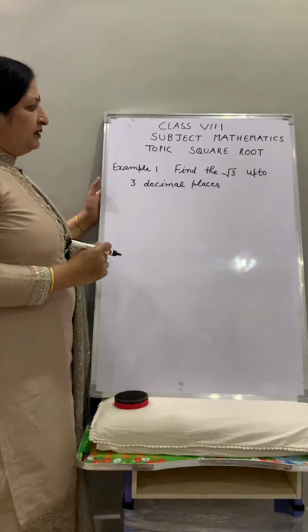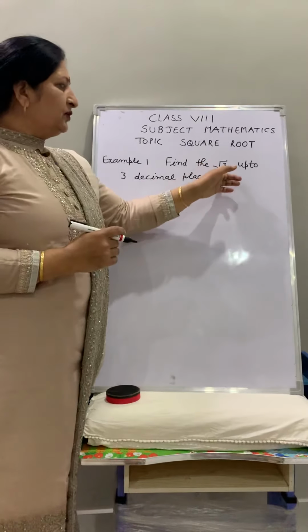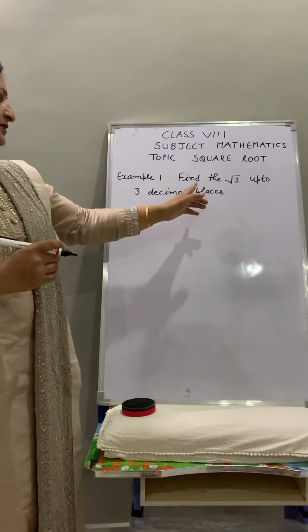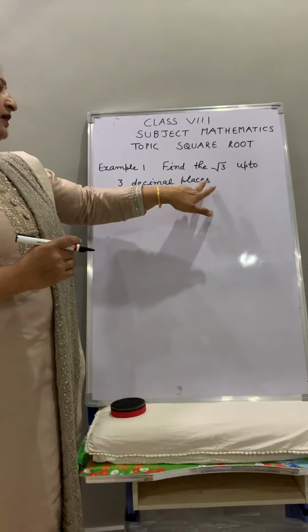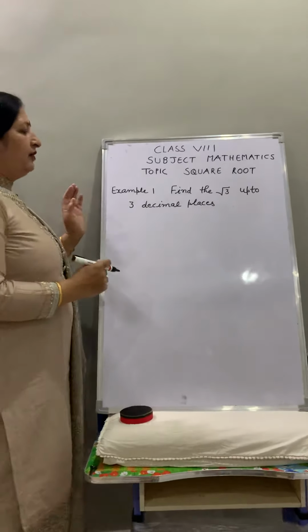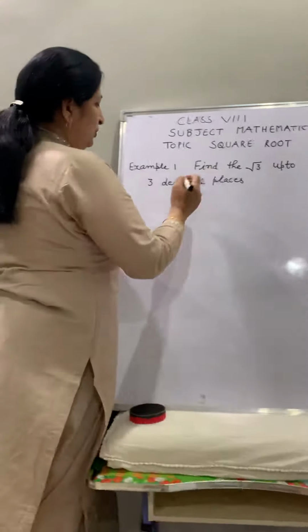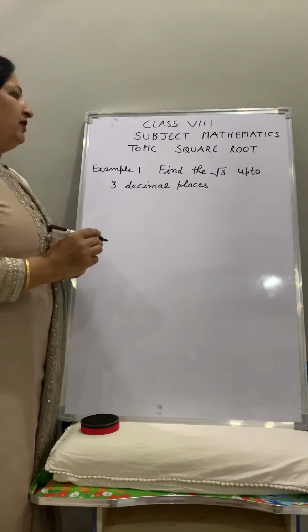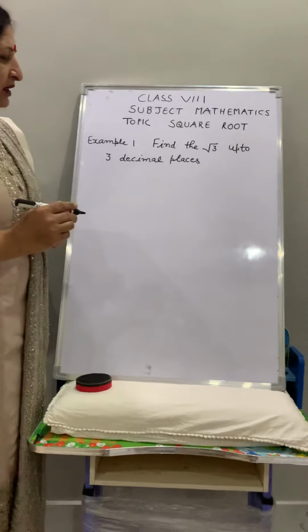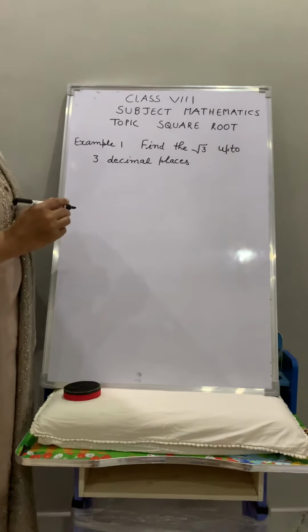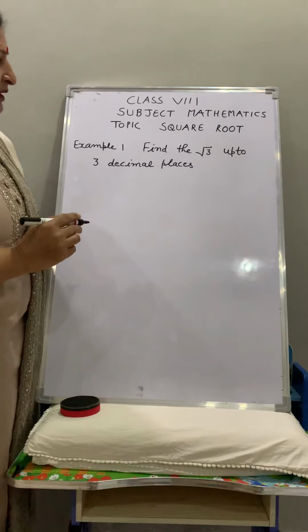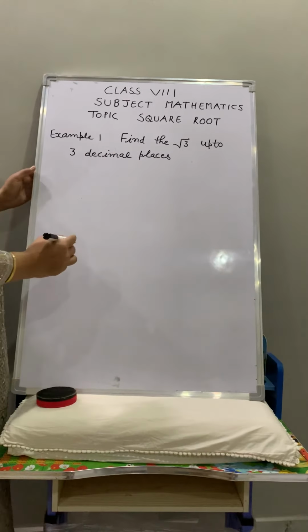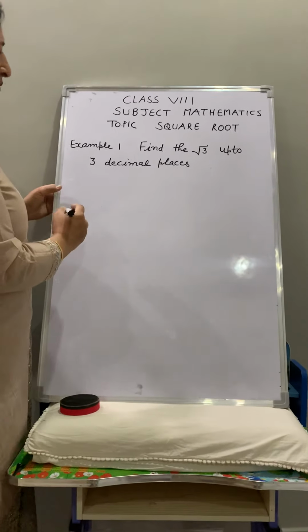Example number 1. Find the square root of 3 up to 3 decimal places. Read the statement very carefully. What is the meaning of up to 3 decimal places? It means when we find the square root of 3, the digits of the quotient will be 3 digits after the decimal. How? Look at the board.